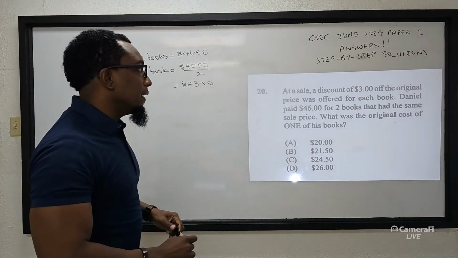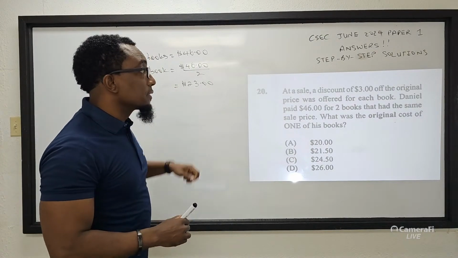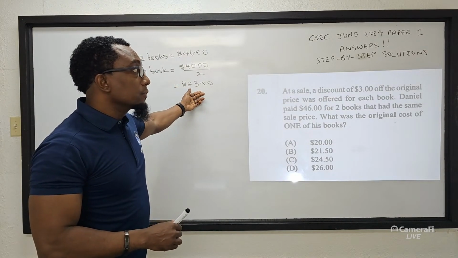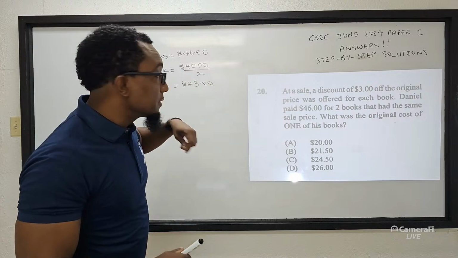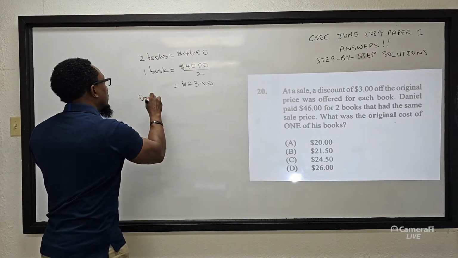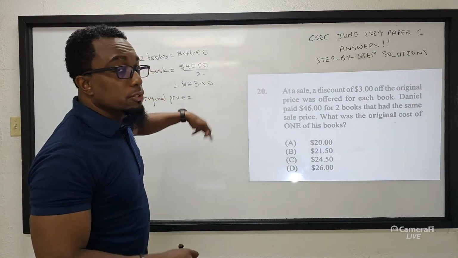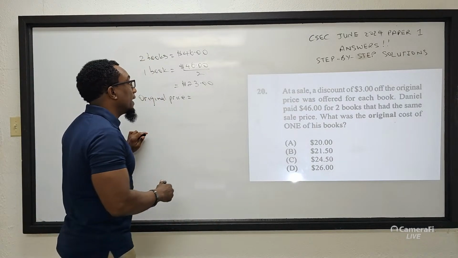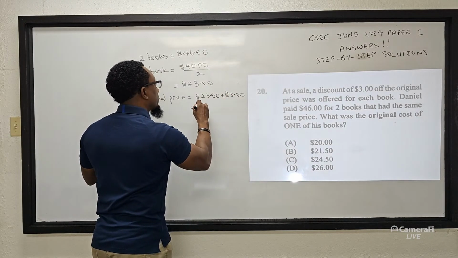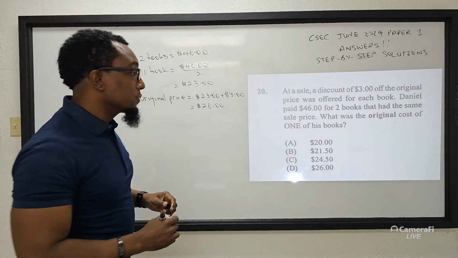$23. Yeah? And it's stated here at a sale, a discount of $3 off the original price. Good? $3 off the original price. So this here is the discounted price. So therefore the original price: if this is the discounted price and you got $3 off, then the original price will be $23 plus $3, which is $26. So the original price of 1 book will be $26, whose answer there is D.